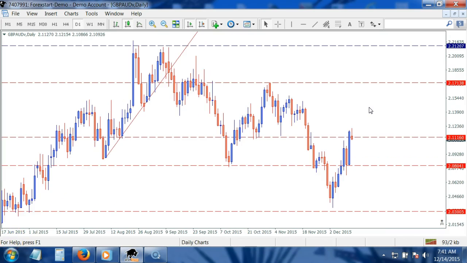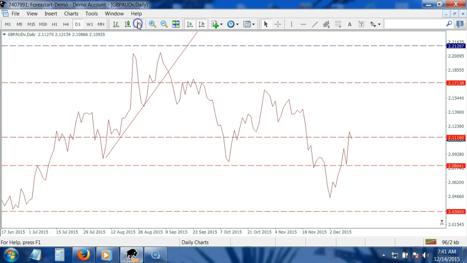All right, we're back on the Aussie. We're on the Great Britain Aussie off of the daily chart, and as you see, there was some upward movement here, and then the market had paused and stopped and was going in a reversal mode. And then what you had here was, more or less, a double bend. One went down, one went up.